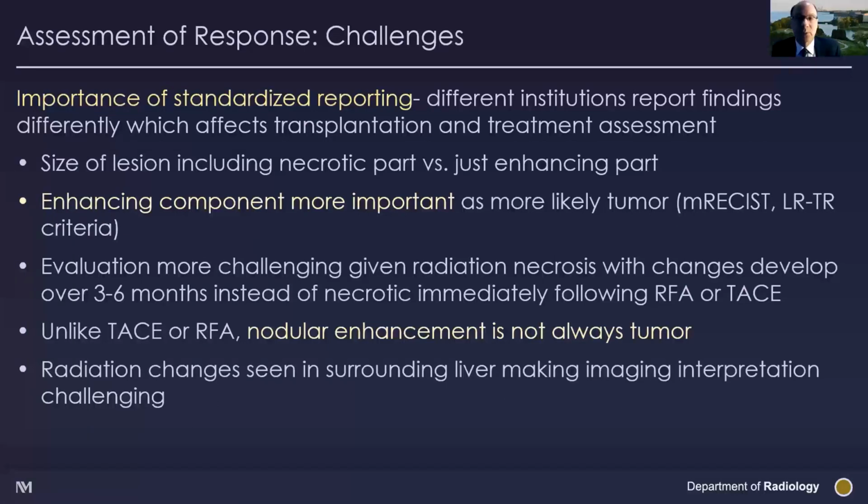As I mentioned, it's important to have standardized reporting, and different institutions report their findings differently, which can affect transplantation and treatment assessment. Some places will look at the size of the lesion, including the necrotic part, while others will look at the enhancing part. I feel that the enhancing part is the most important, as it's more likely due to tumor, and that's what the newer guidelines, the MRECIST and LRTR criteria, are using.